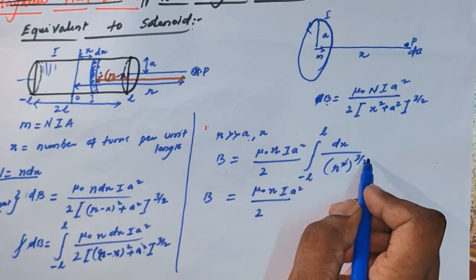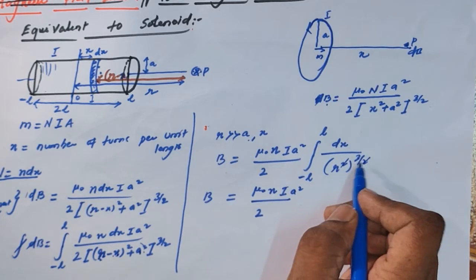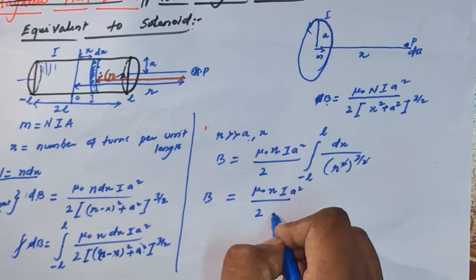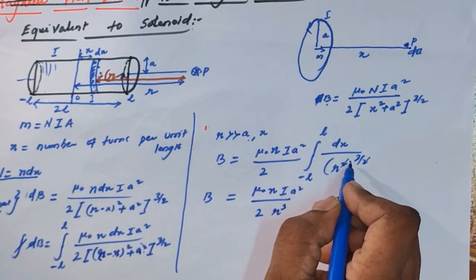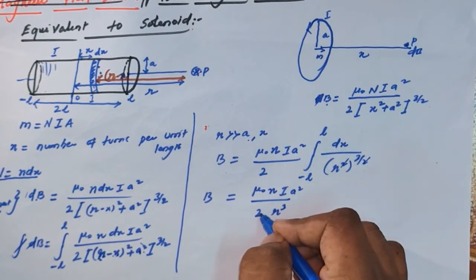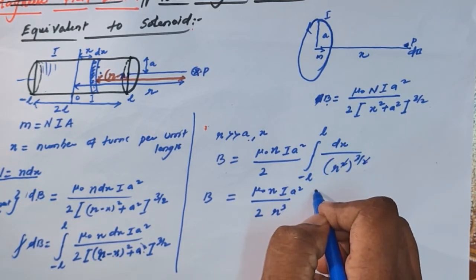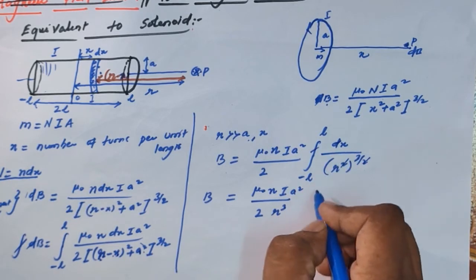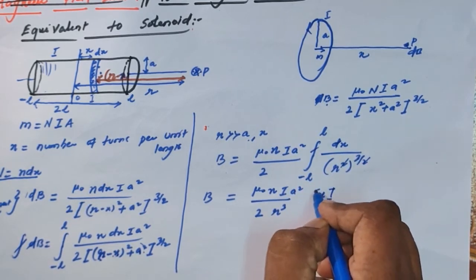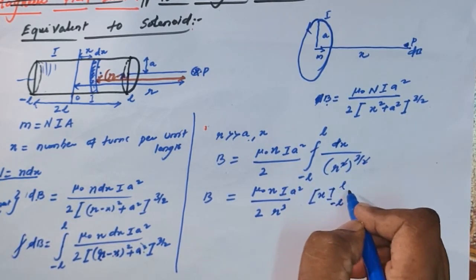Here you can cancel, r square to the power 3 by 2 you have to multiply, it would be r cube. r cube is independent of the integration, so you can take it outside, that would also be constant. If you take this integration, it will give x only, so that x will go from minus L to plus L.